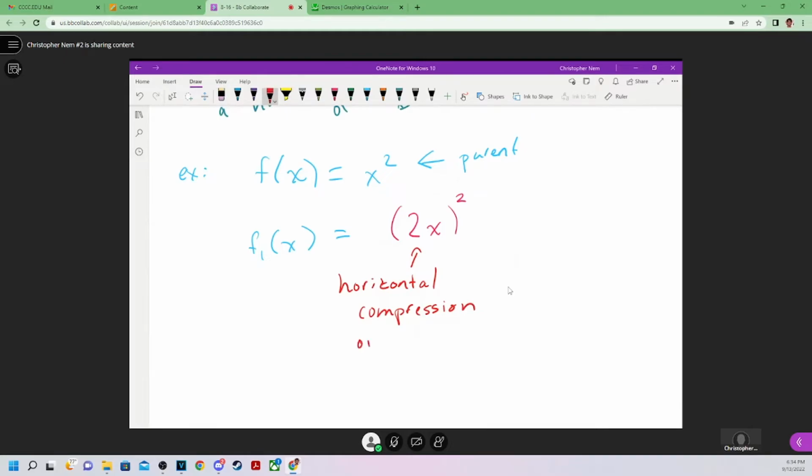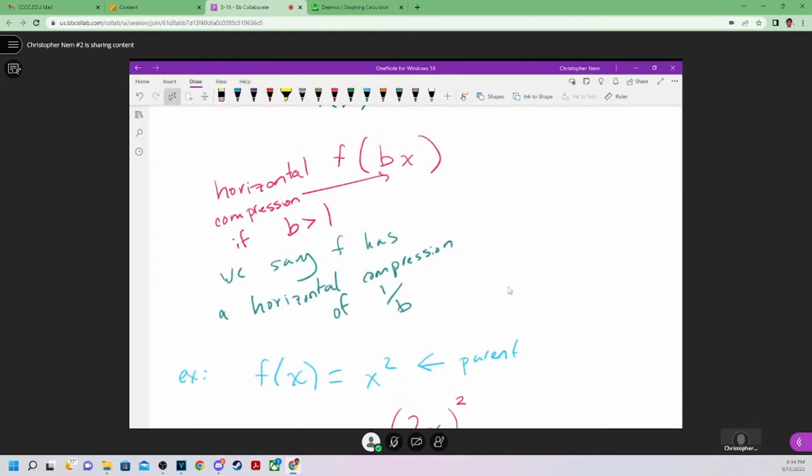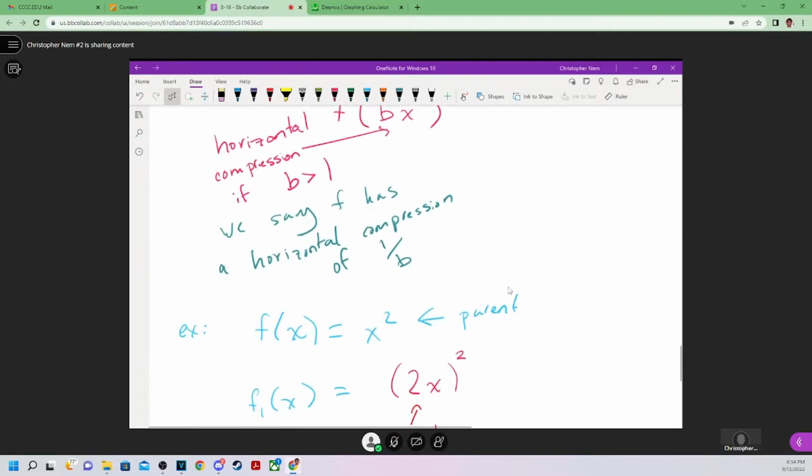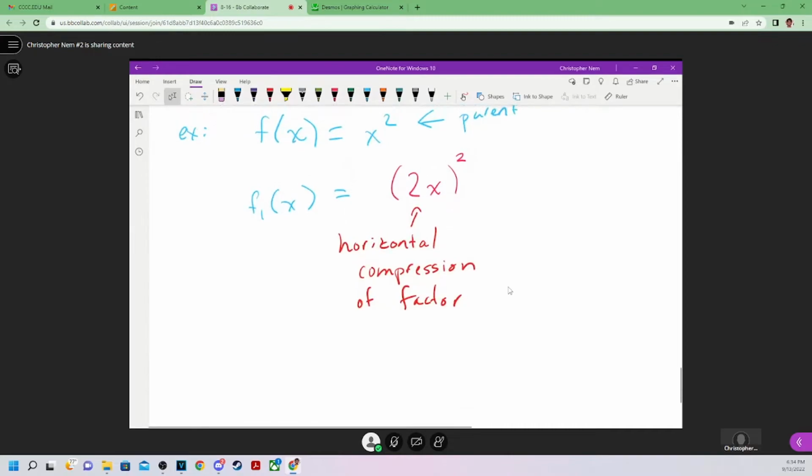So in a horizontal compression, we can say it has a factor of... Now, if I look earlier, we said that it's a horizontal compression of 1 over b if it was b times x, which means we reciprocate. We have to reciprocate our factor for any horizontal stretch or compression. So instead of 2, we say it has a horizontal compression of factor 1/2.